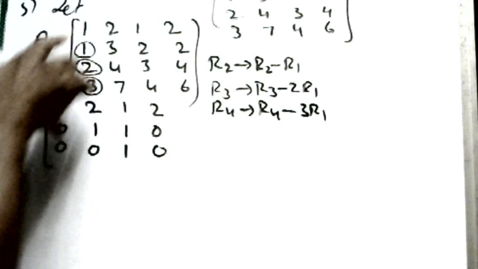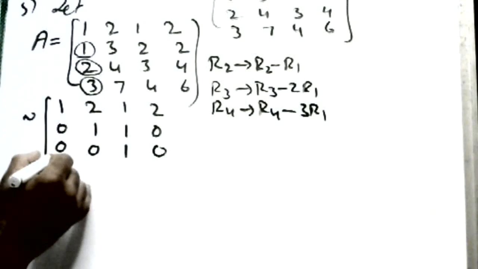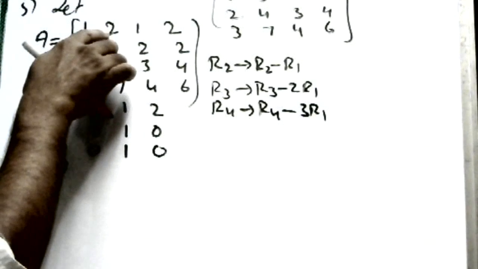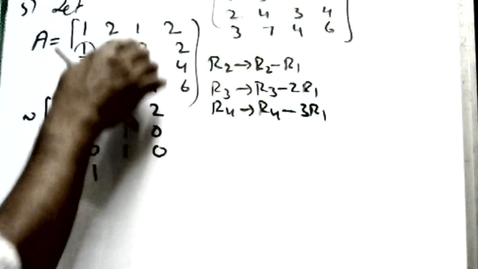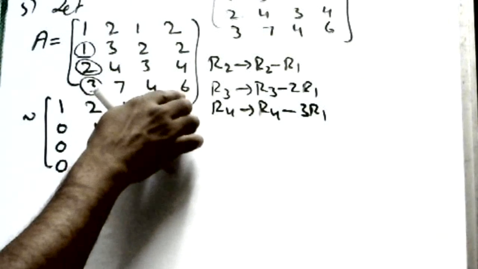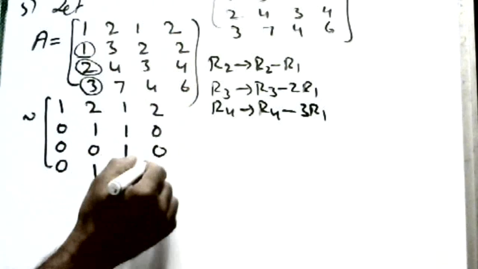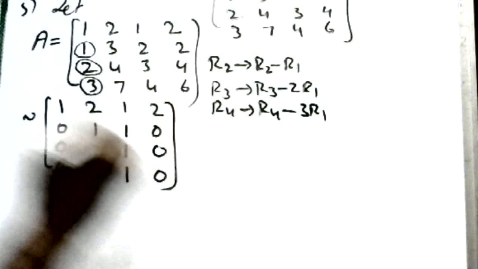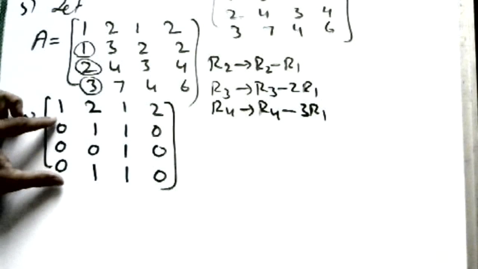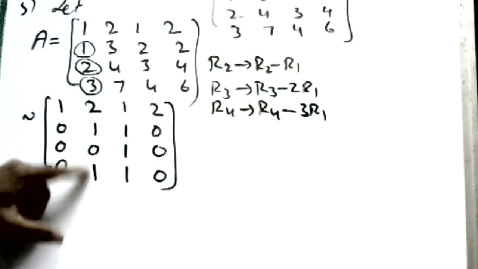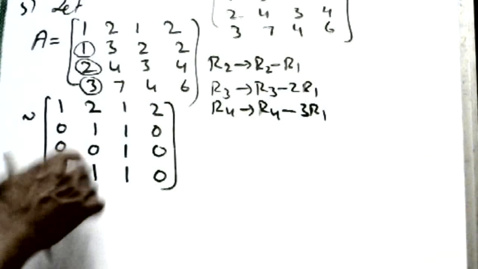In the same way, R4 minus 3 R1. 3 minus 3 ones are 3, 3 minus 3 is 0. 7 minus 3 twos are 6, 1. 4 minus 3 ones are 3, 1. 2, 6 minus 2 threes are 6, 6 minus 6, 0. So the first step we finished. We made these 3 zeros. In the next step, we have to make these 2 zeros.